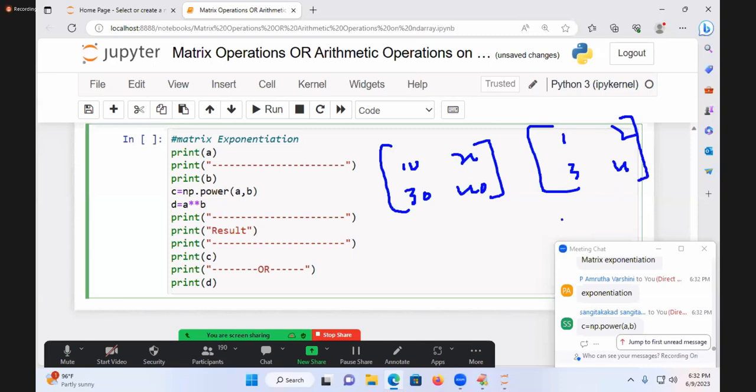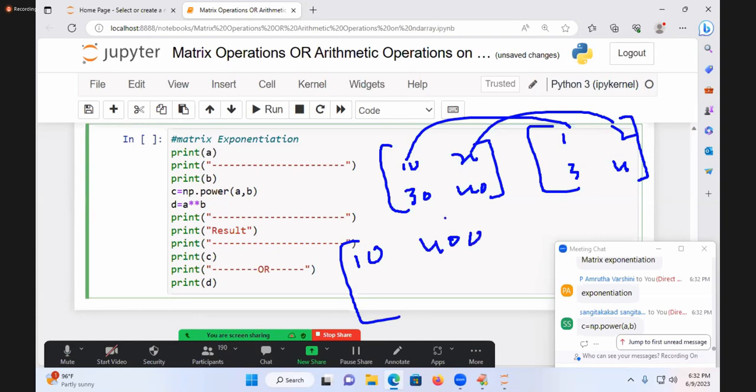1, 2, 3, 4. 10 to the power of 1 is 10. 20 to the power of 2 is 400. 30 to the power of 3 is 900? I have to keep your brains in a museum. 30 to the power of 3.